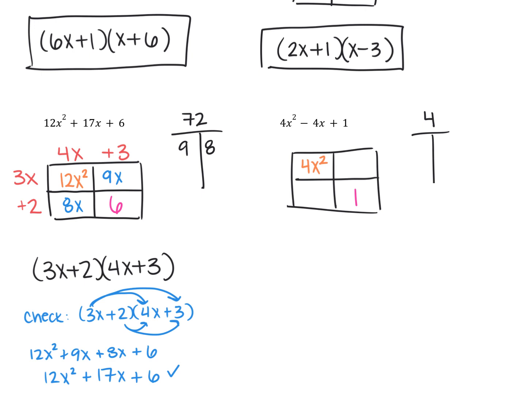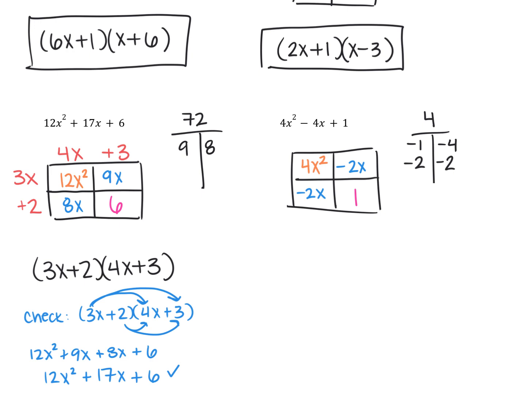So there are two ways to multiply to 4, -1 and -4, or -2 and -2. Both of those multiply to +4. Now the only one that is going to add to -4 is the -2 and the -2. So I'm going to put -2x and -2x in my boxes.